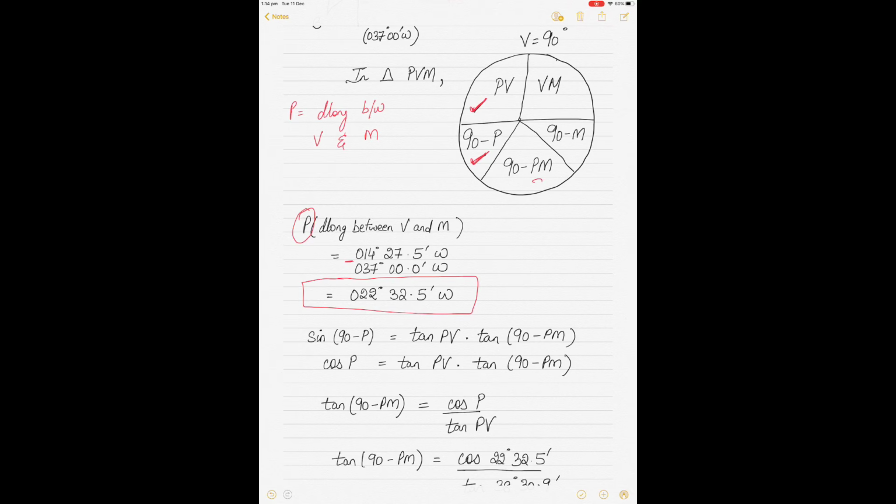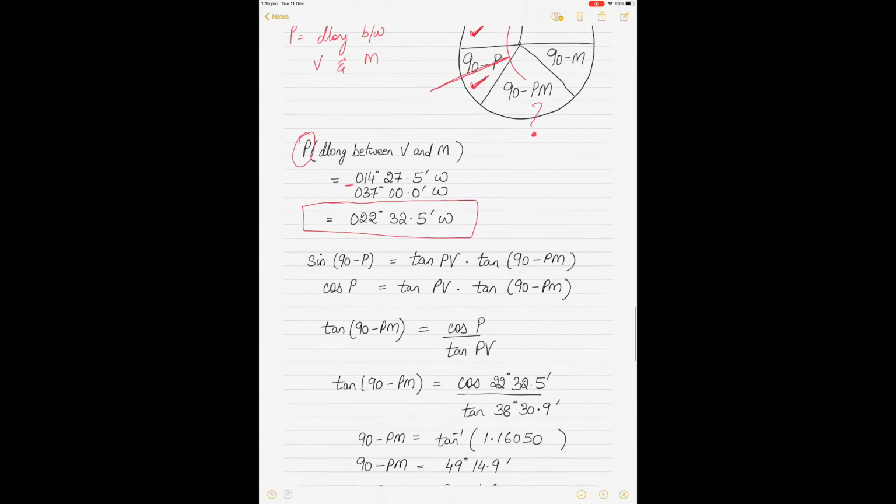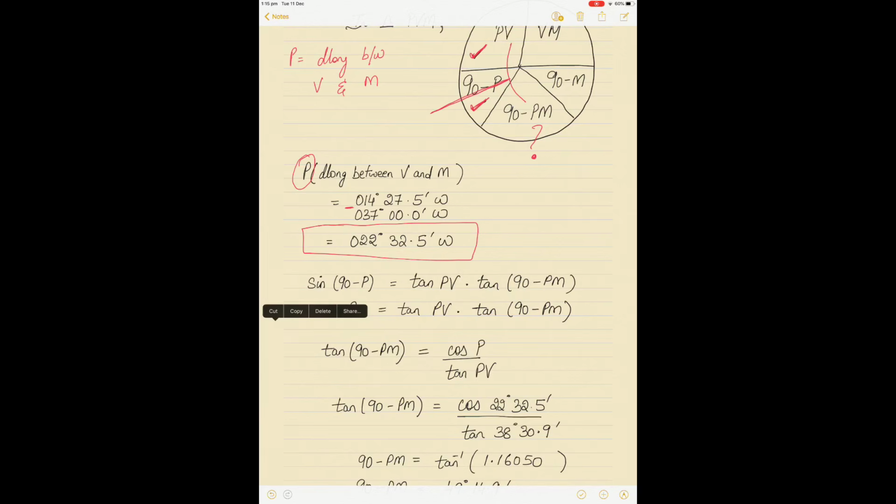All you need to do is find out PM. If you need to use these three in one equation, then P becomes the midpoint, and tan of adjacents is the rule that you will use for Napier's rules. So that's what I've done here. Sine 90 minus P will be tan PV multiplied by tan 90 minus PM.